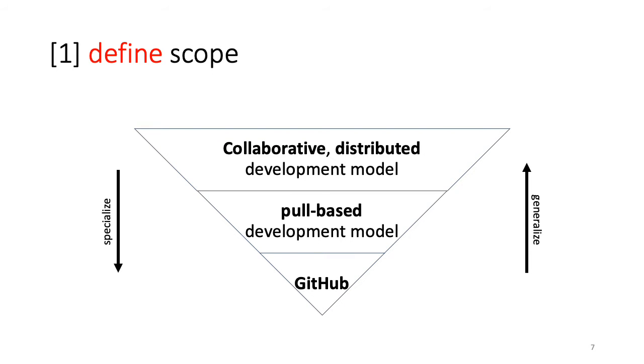Now I'll briefly tell you about the method we use. We started by defining the scope of this research, which we defined as the collaborative development model. Within that, we chose pull-based development model, and specifically in the context of GitHub. So even though we are specializing with each layer, we hope that in future this theory can be generalized and be applicable to different other development models that are widely used today.